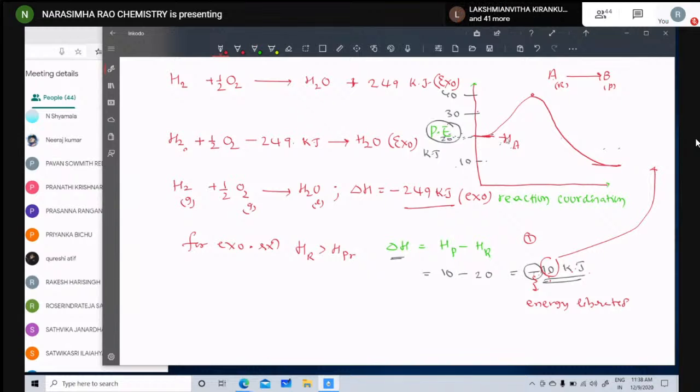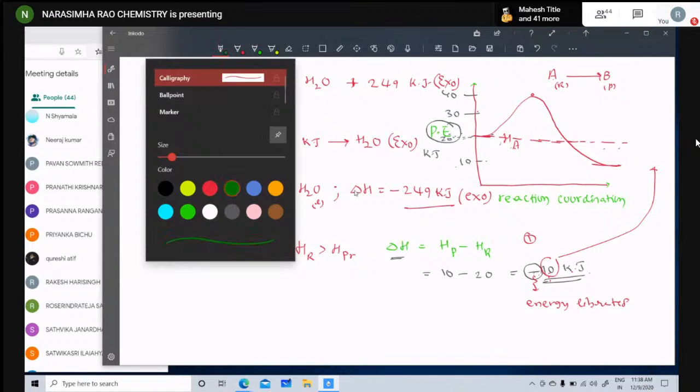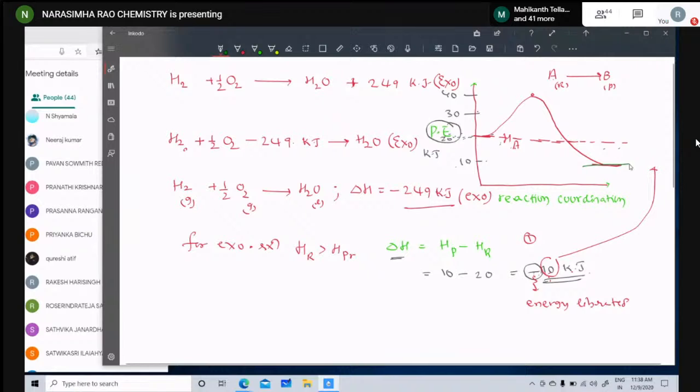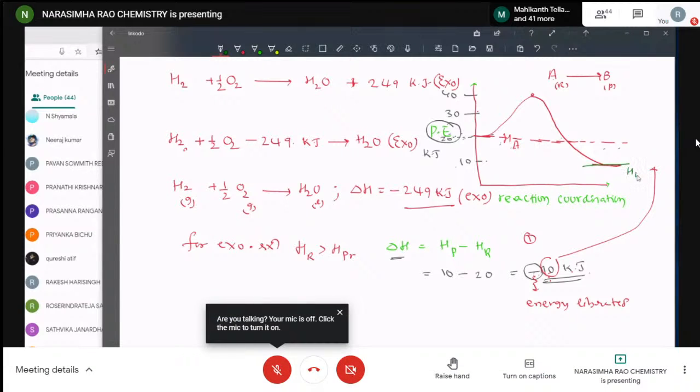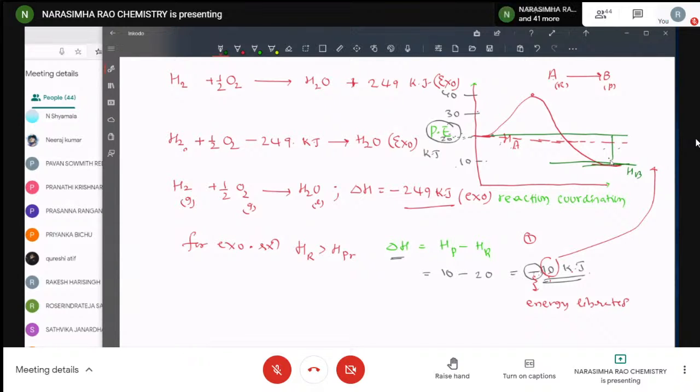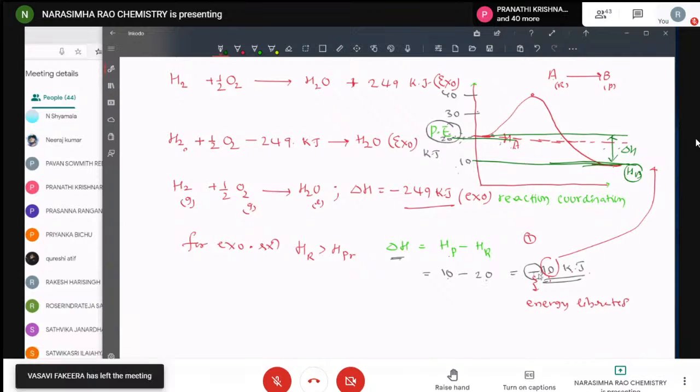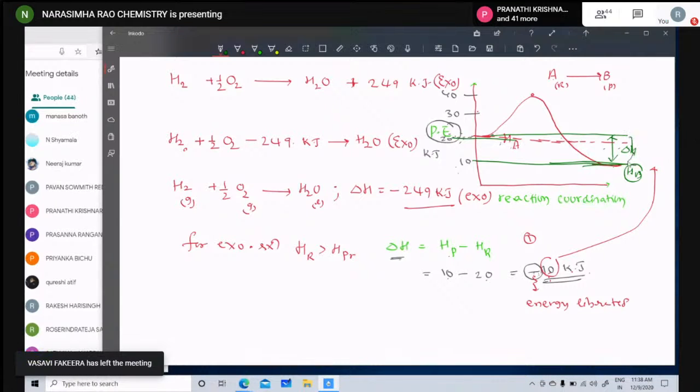From here to here, no problem. The energy stays constant. Now, this is the enthalpy of the reactant. This is the enthalpy of the product, which means B. The energy difference between these two is taken as the change in enthalpy. Already we know change in enthalpy is product minus reactant. Product is how much? 10. Reactant is 20. The difference is 10 minus 20 is equal to minus 10. And this much amount of energy is released.